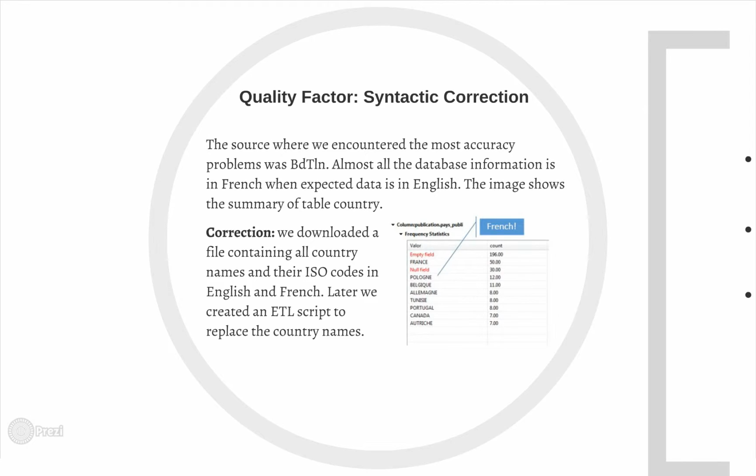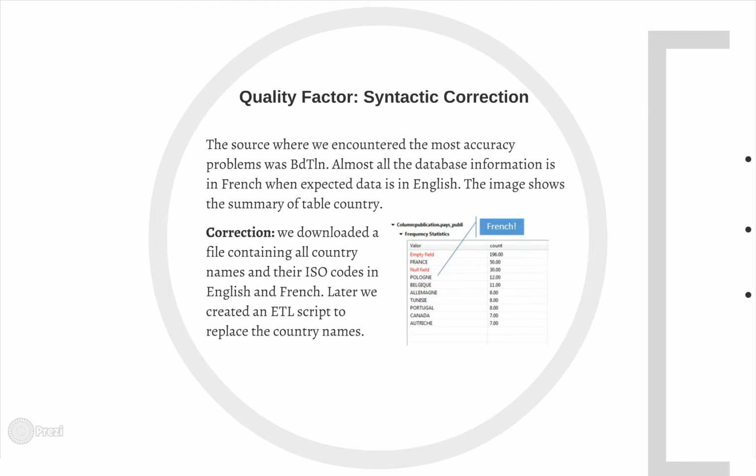So for syntactic correction, we will show examples of the errors we got in each one of the data sources, but we won't show all the analysis we did. The first one is the BDTLN database, which is the one that had the most quality issues regarding the syntactic correction. Why? Because all of this database was in French and the expected data was in English.